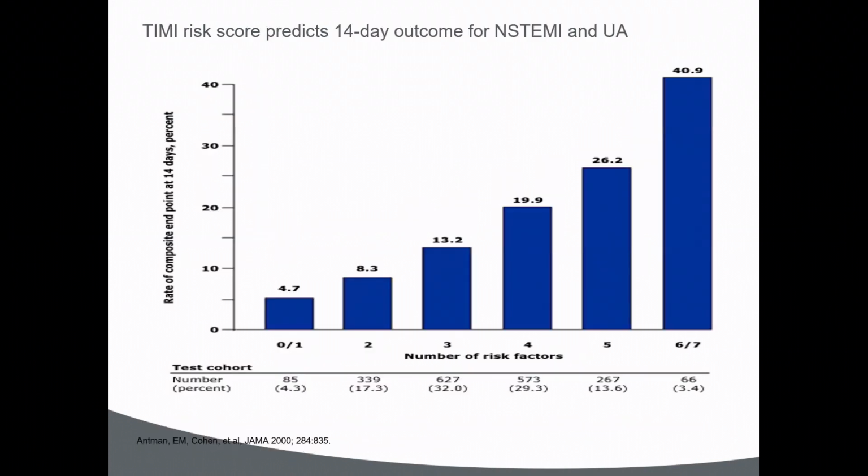Same thing here. TIMI risk score also predicts 14-day outcomes for non-ST elevation MI and unstable angina. So in terms of just looking at risk, those patients should be really focused on who are the ones who have those higher risk scores as far as how aggressive we want to be with their treatment, both medically and invasively.